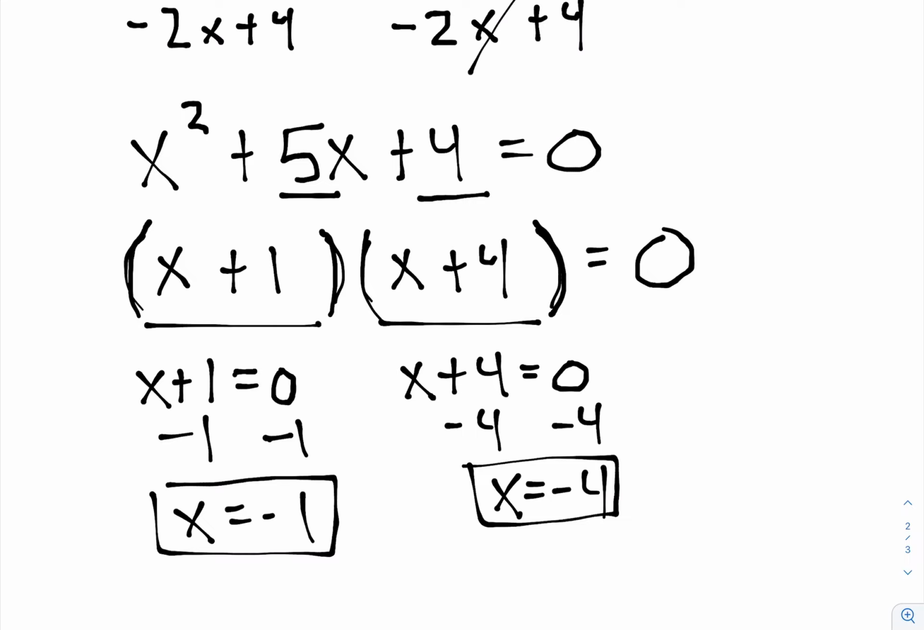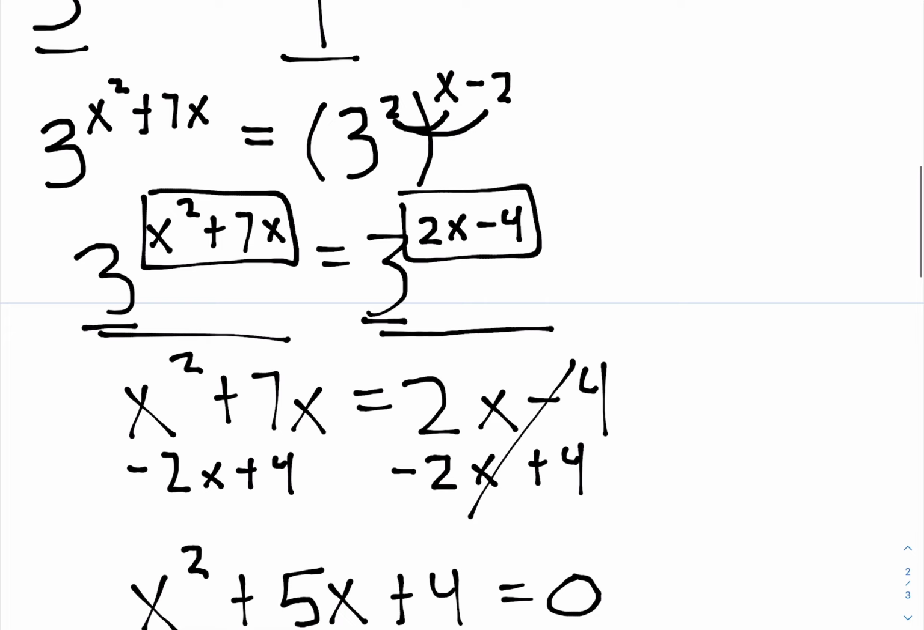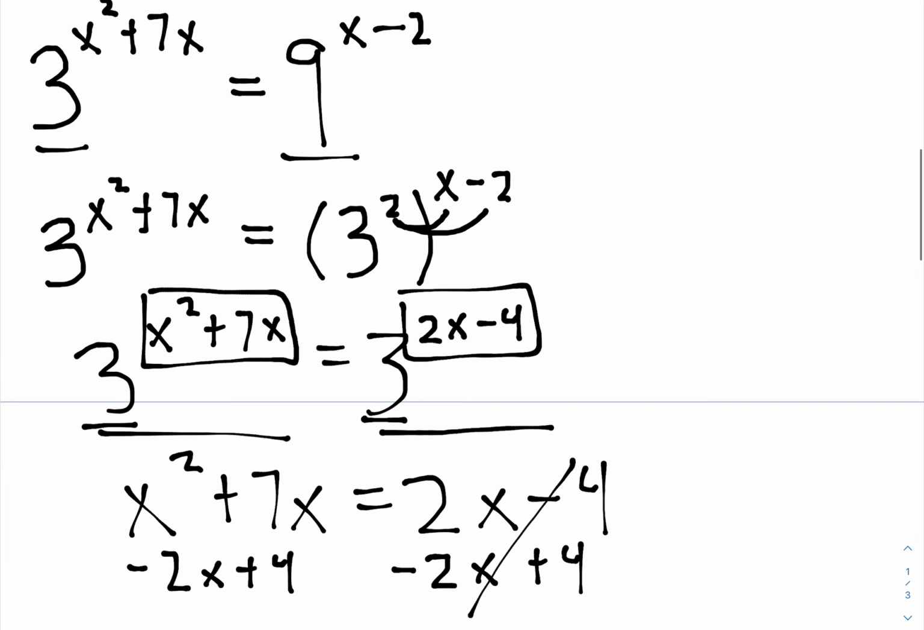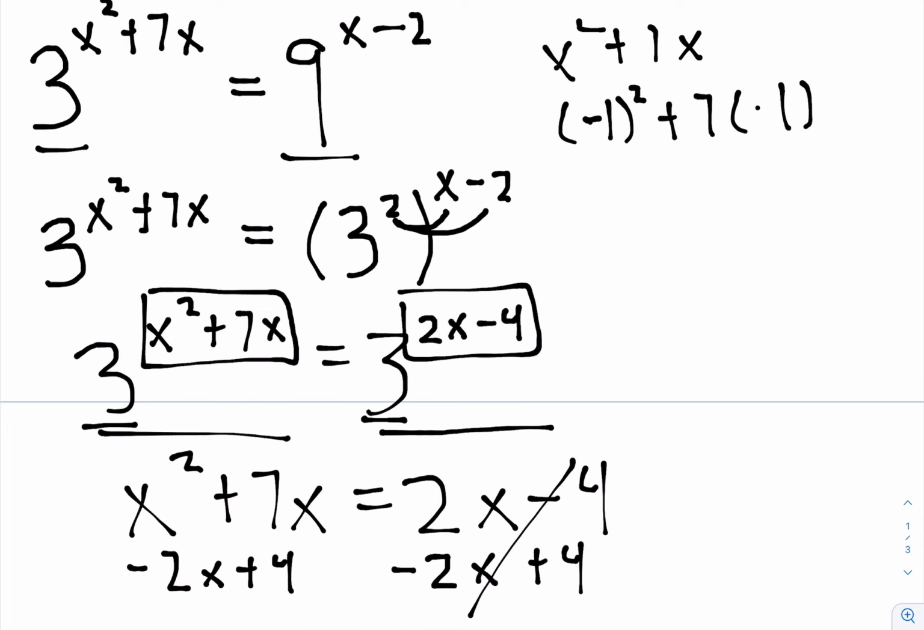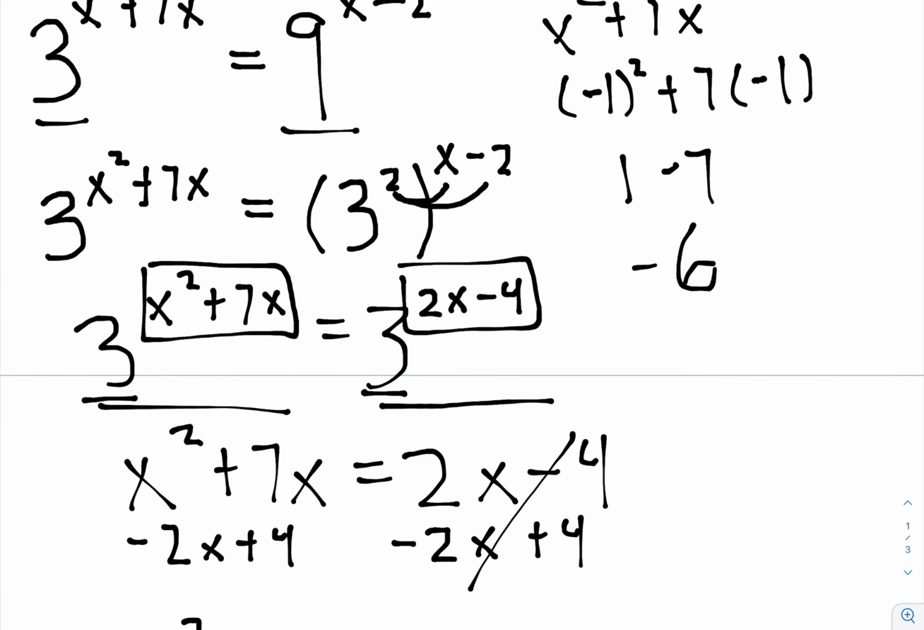And it means if we plugged in -1 or -4 for x, that would satisfy our equation, right? Let's say x squared plus 7x, right? We put in -1 for x, plus 7 times -1, right? -1 squared is 1, plus 7 times -1, that's like -7, so this is -6. Okay, and let's say we did it for x minus 2, right?